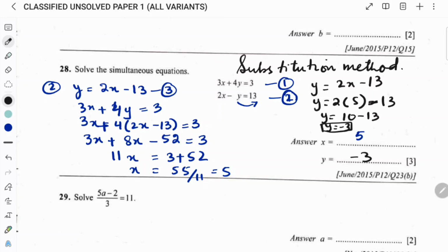So in this topical past paper worksheet, we have more questions on simultaneous equations, but they are almost the same. I hope you understood. And by solving these questions and doing more, the more you practice, the more you understand. So that's the end of our video on simultaneous equations.